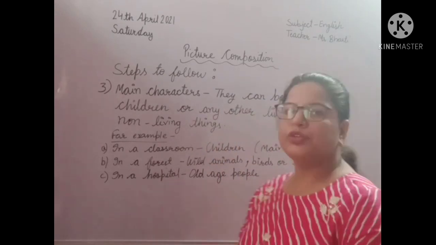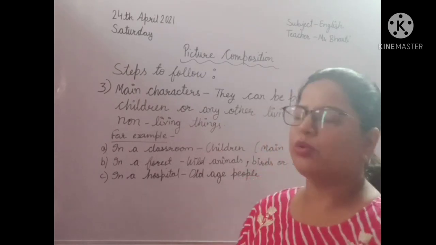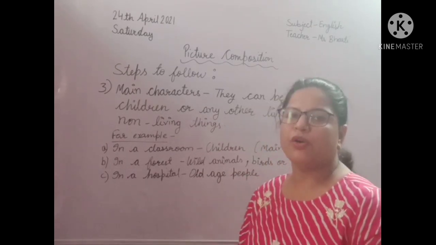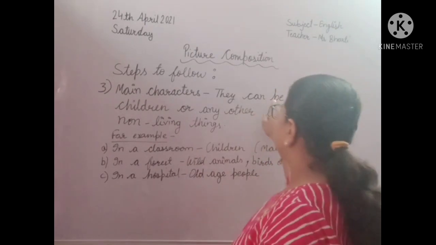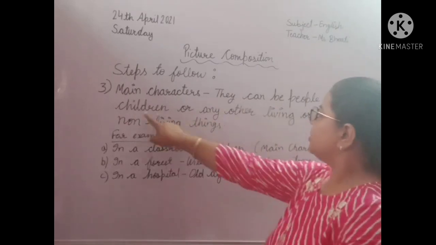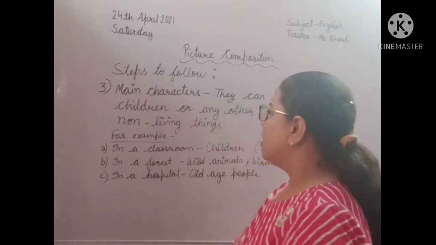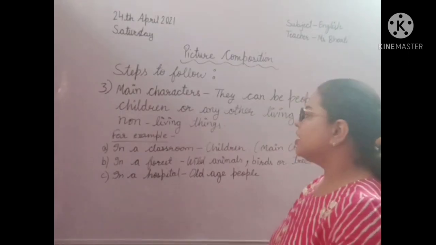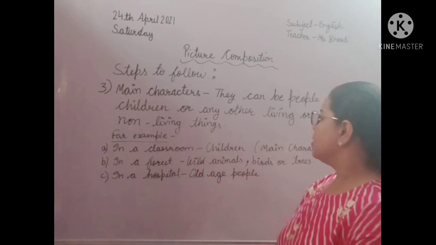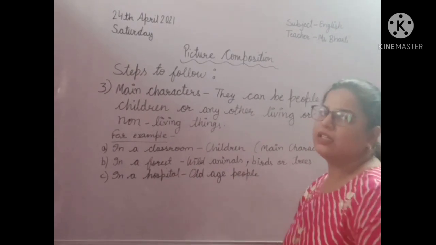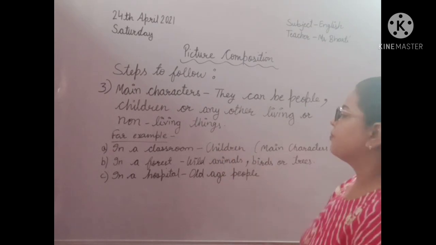While writing a picture composition, our main focus should be on the main characters of the picture. They can be people, children, or any other living or non-living things. For example, if there is a picture in which we have a classroom, the main characters of that picture will be children or students.